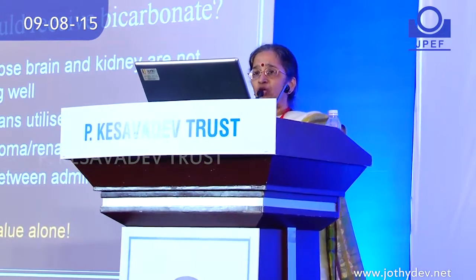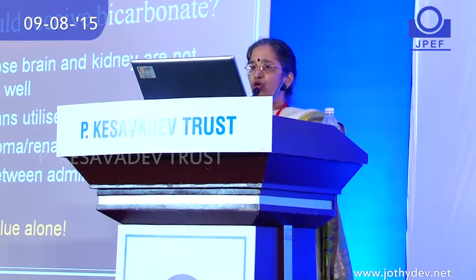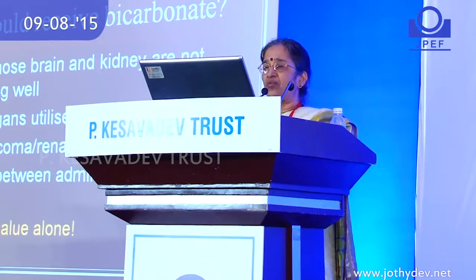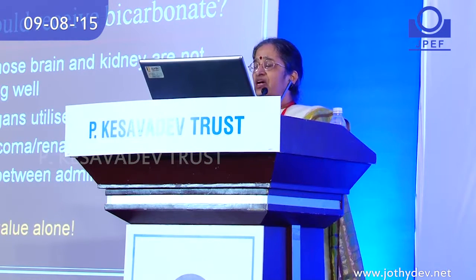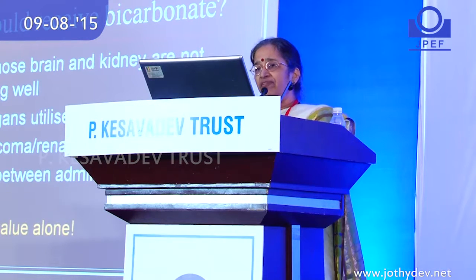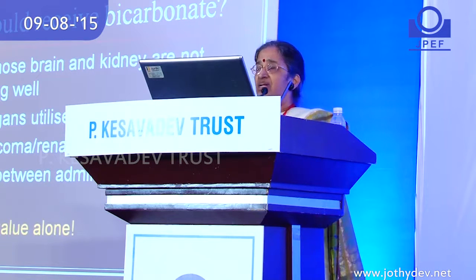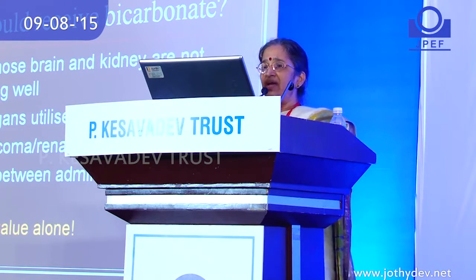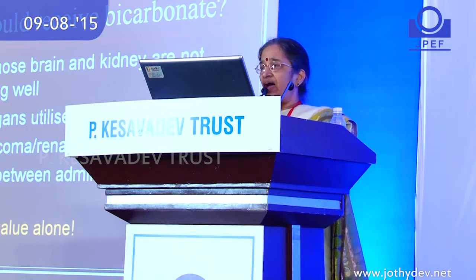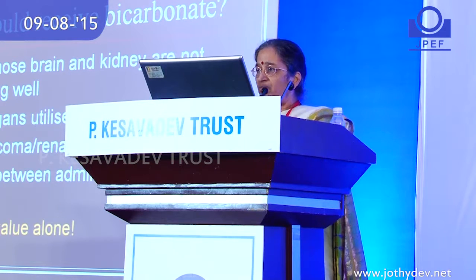And this article argues that who should receive bicarb is not decided by a number, but those whose brain and kidney are not functioning well, because these are the organs which utilize the keto acids. So those in coma, those in renal failure, this is the kind of population who should receive a bicarb. And we must remember there is a lag time between the administration of insulin and the decline in the bicarb, and we should not rush and give the bicarb. We can always wait.